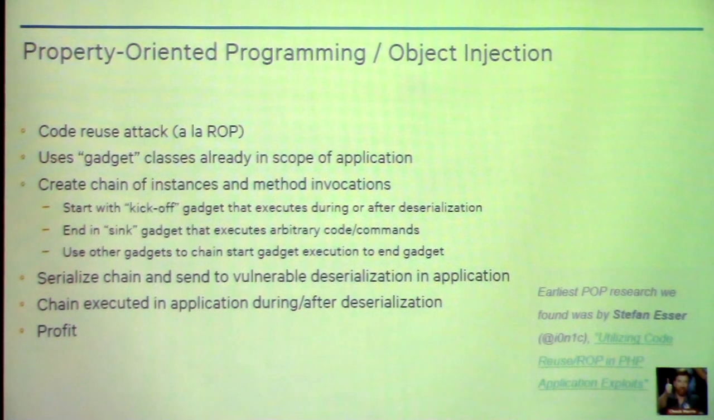Property-oriented programming. This is something I've just been noticing as a trend recently, and only recently found out it was actually a thing that somebody had talked about at, I think it was Black Hat 2010, by Stefan Esser. But basically, it's a code reuse attack, kind of similar to ROP. You're taking bits of code that are already in the application and chaining them together to do something that it wasn't intended to do. So usually you start off, we use the term gadget in this case, with a gadget that starts the chain, and then you have a sink gadget at the end that does your dirty work, usually executing a command or something like that, and then you have to find gadgets in between to link those things together. And then the idea is you serialize that chain of objects and then send it to a vulnerable application. The application deserializes it, and you exploit that.